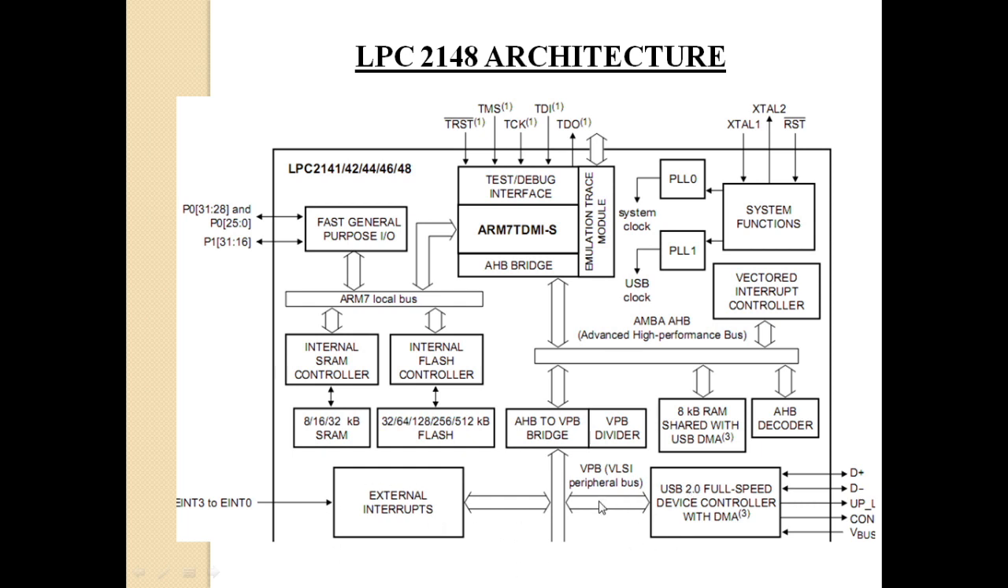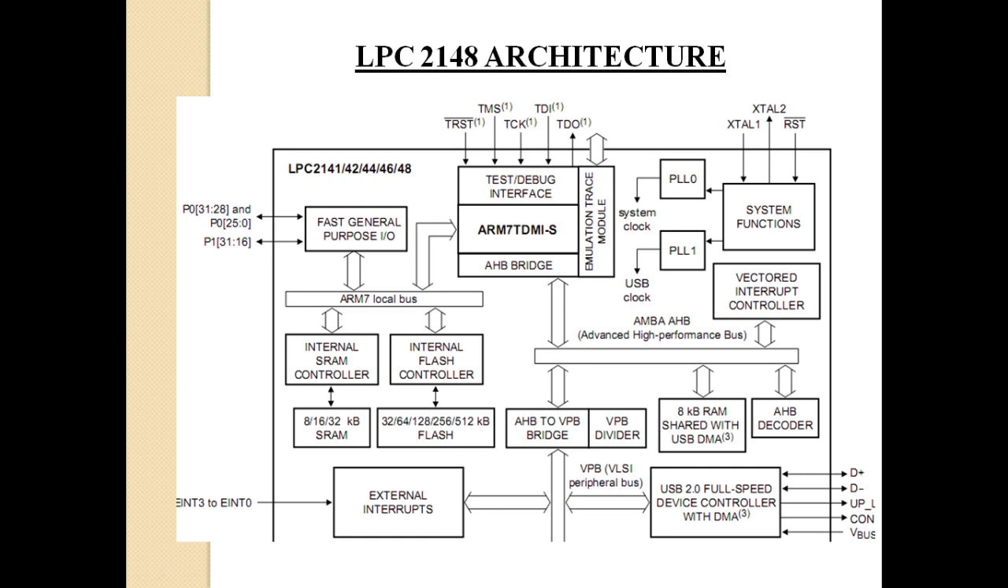These peripherals are connected to the VLSI peripheral bus. So why is it connected like that? What is the speciality of AHB and VPB? AHB is a high performance bus. That means it will be operating at a higher speed when compared to the VLSI peripheral bus.